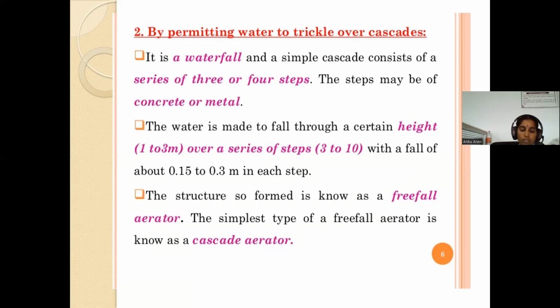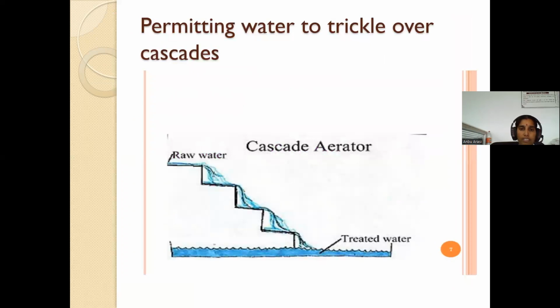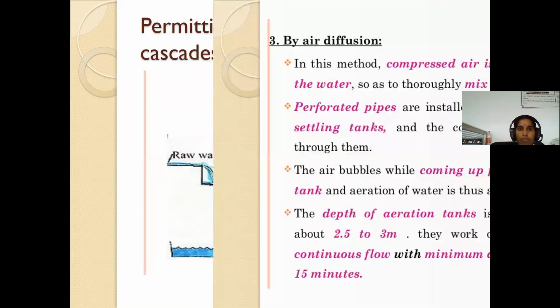Area required is 0.9 to 1.2 meters square per million liters per day of capacity. Total height is 1 to 4 meter. The structures formed are known as freefall aerator. The simplest type of freefall aerator is called the gasket aerator. This is the gasket aerator diagram.